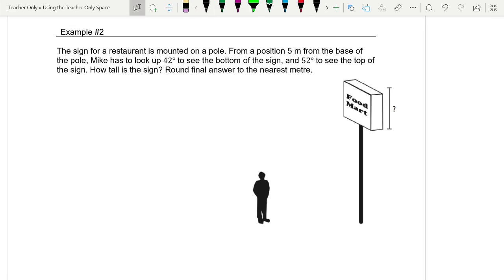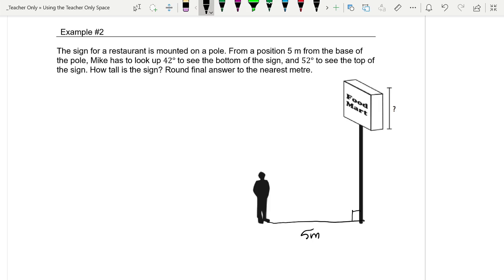All right, one more. The sign for a restaurant is mounted on a pole from a position 5 meters from the base of the pole. So we're saying that this distance from here to here is 5 meters. We're going to assume the guys who put up the pole knew what they were doing, and it's a right angle. And Mike has to look up 42 degrees.